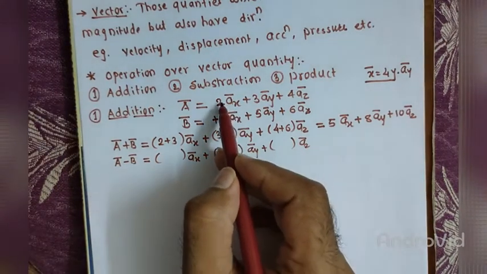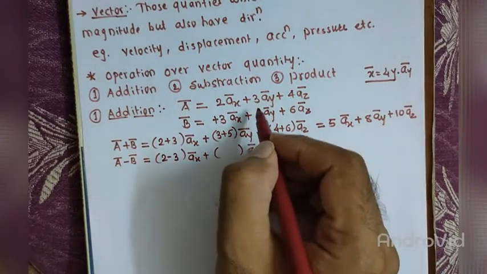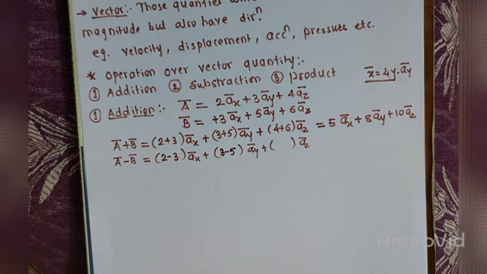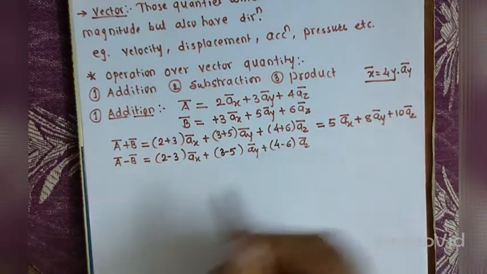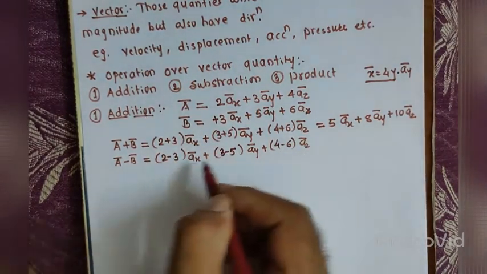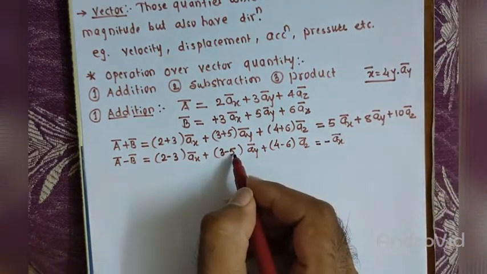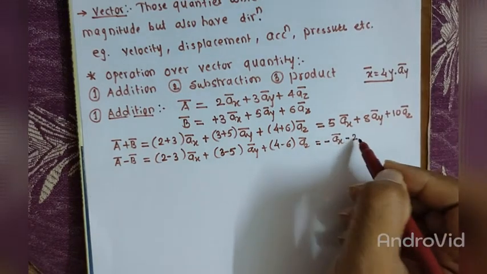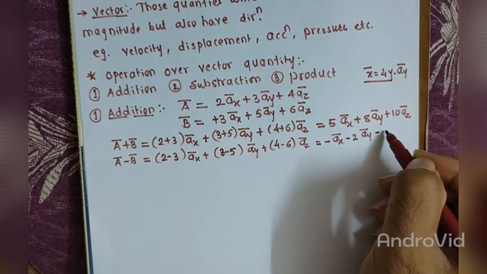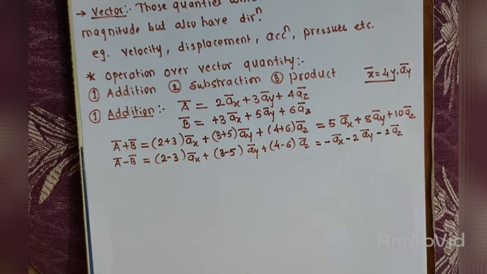So a minus b: 2 minus 3 ax bar, plus 3 minus 5 ay bar, plus 4 minus 6 az bar. So instead of plus, now a minus sign will be here, right? So 2 minus 3 is how much? Minus 1 ax bar. 3 minus 5 is minus 2, right? Minus 2 ay bar. And 4 minus 6 is minus 2 az bar. This is the way to make the subtraction of the two vectors.